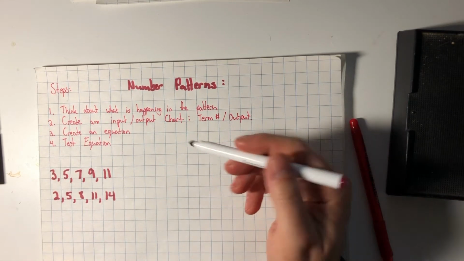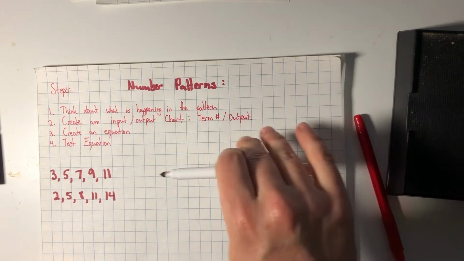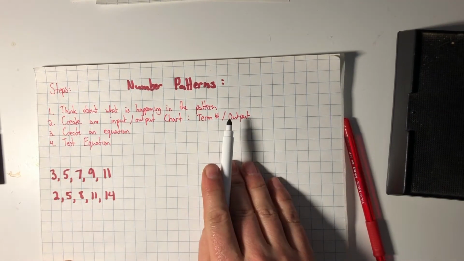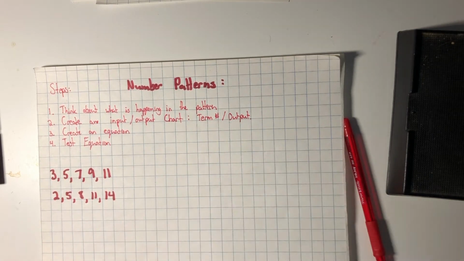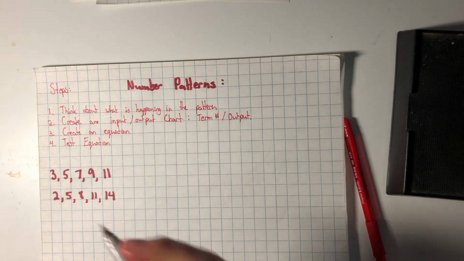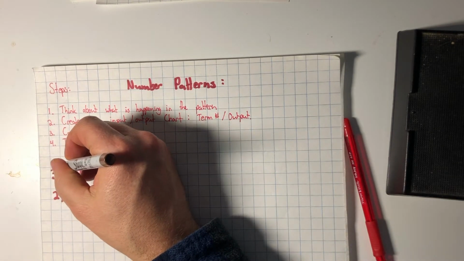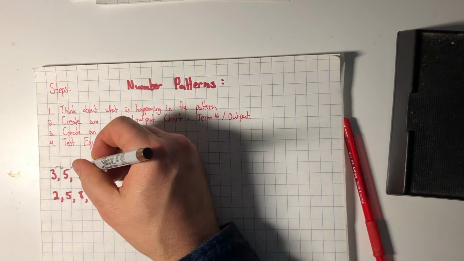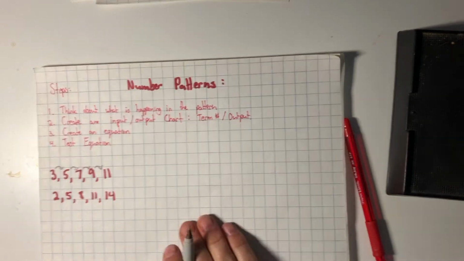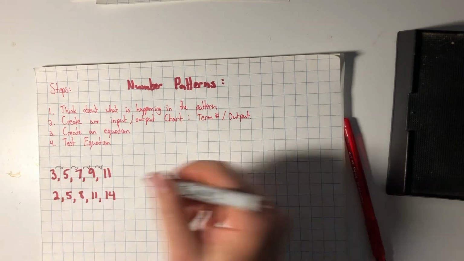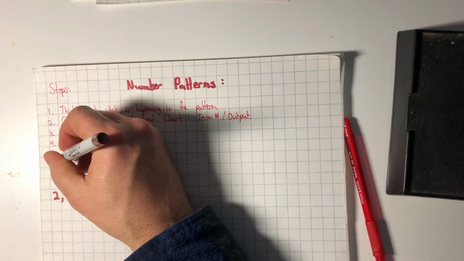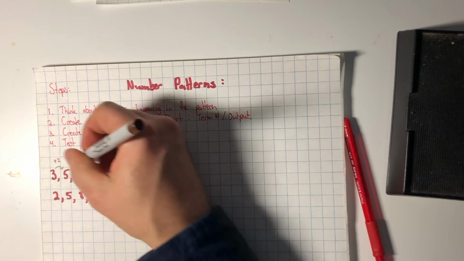So I've listed some steps here that will hopefully help. The first thing we do when we look at a number pattern is try to figure out what exactly is going on in it. Quite often you'll be directed to figure out how the number is changing as it moves from one step to the next. So we'll look at the first one here. It's clear that it seems to be going up by 2 each time.